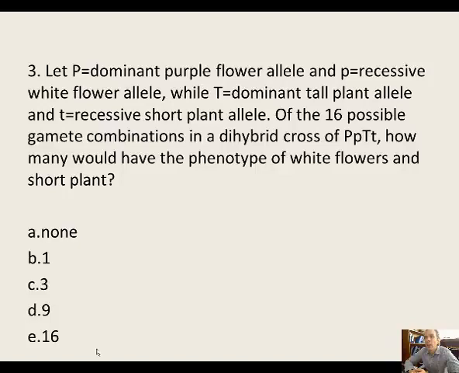Number 3, let capital P equal dominant purple flower allele, and lowercase p equal recessive white flower allele, while capital T equals dominant tall plant allele, and lowercase t equals recessive short plant allele. Of the 16 possible gamete combinations in a dihybrid cross of big P, little p, big T, little t, how many would have the phenotype of white flowers and short plant?